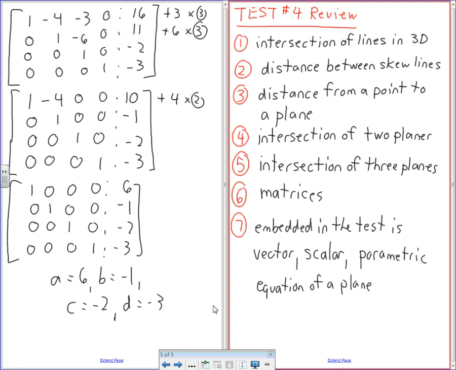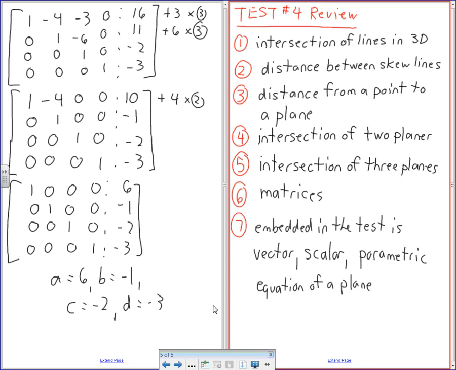Test number 4, review. Number 1, intersection of lines in 3D. Number 2, distance between skew lines. Number 3, distance from a point to a plane. Number 4, intersection of 2 planes. Number 5, intersection of 3 planes. Number 6, matrices. Number 7, embedded in the test is vector, scalar, parametric equation of a plane. All right, we'll see if the internet can read that. All right, so that's what's going to be on the test.